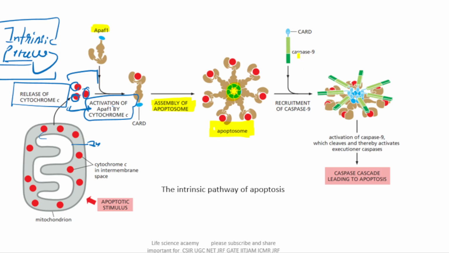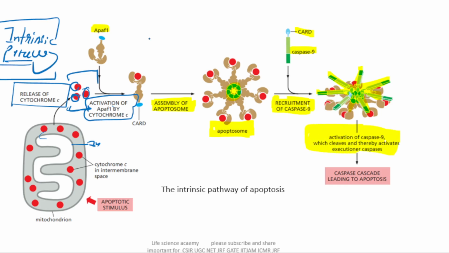After that, the CARD and caspase 9 come in, the recruitment of caspase 9. So caspase 9 now enters that apoptosome complex and is activated, which cleaves and thereby activates the executioner caspases. So you have to know what the executioner is and what the initiator is.